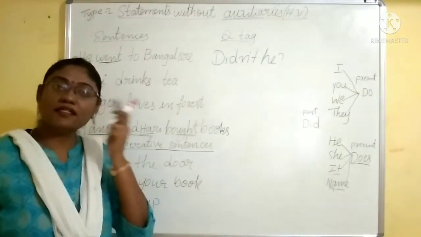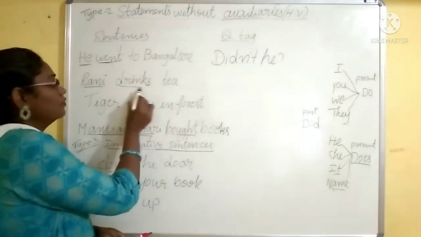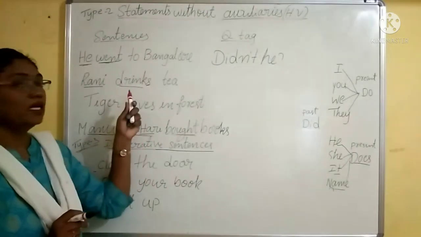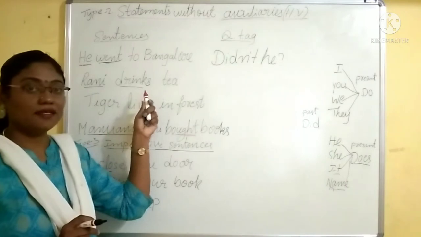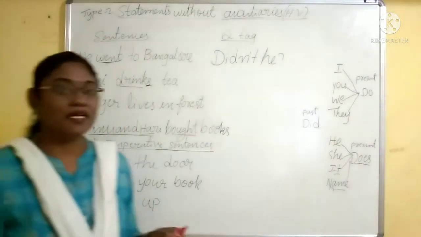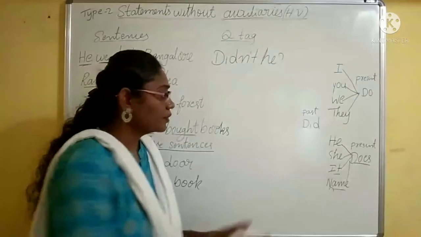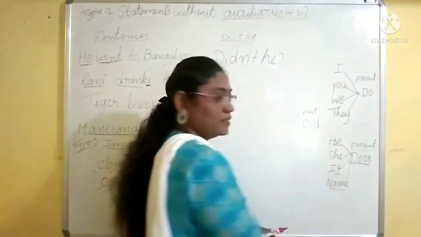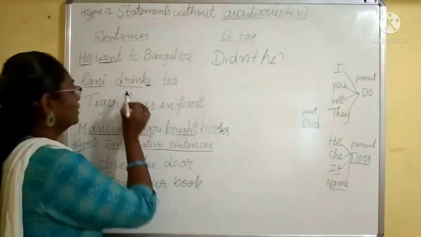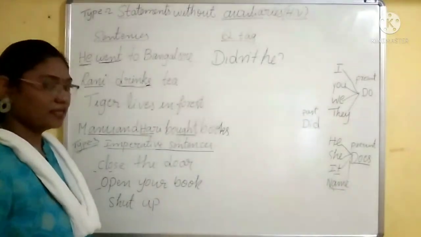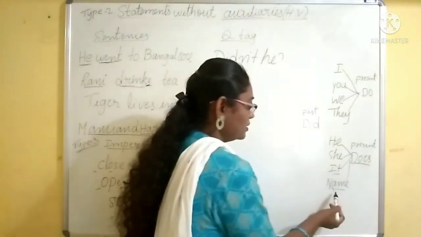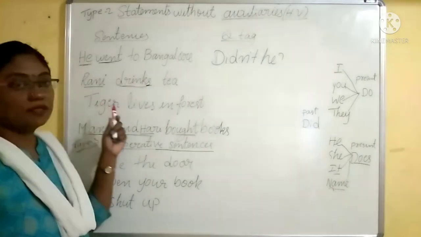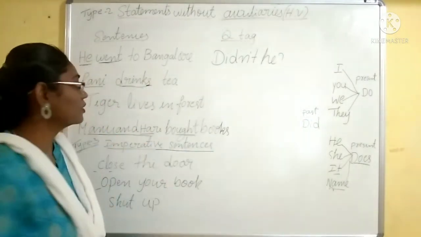Next, Rani drinks tea. Again, you find out the verb. Drinks is the verb. Is this in present or past? It is in present tense. Now you have to select the do form in present tense. We have two do forms here: one is do, then does. But for this, what should we select? Yes, does, because of the name. When we write a name in the place of subject, we should select does.